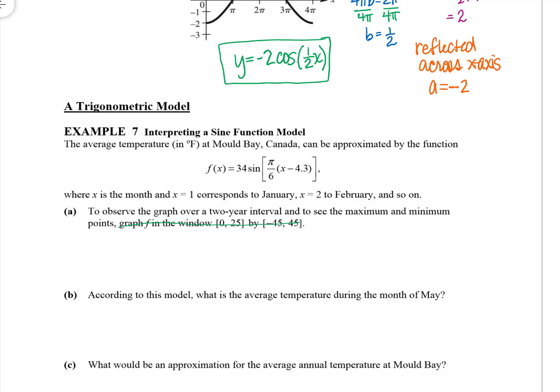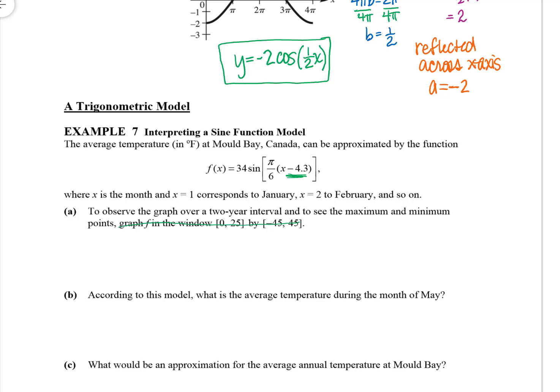First of all, there's something that's a little bit different we haven't seen before, and we have this -4.3. We're going to see that in the next section that deals with the phase shift, or the shift to the right or to the left. That's describing the horizontal shift that we're going to be working with in the next section.